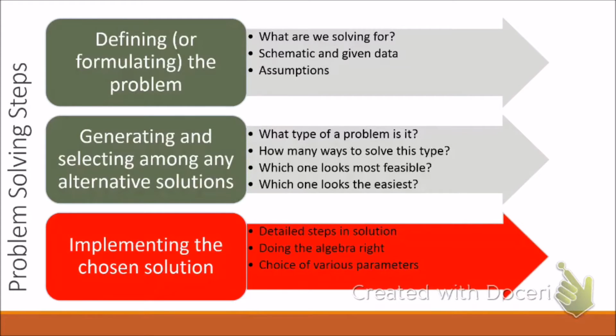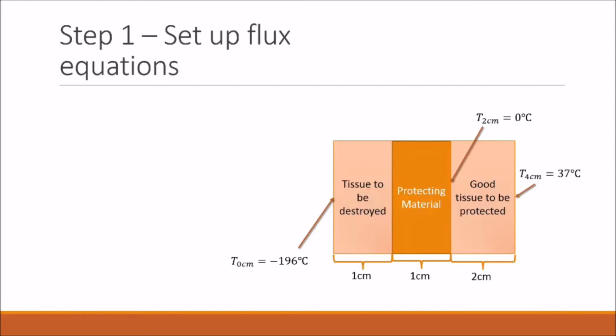Finally, we can implement our chosen solution and solve the problem. Okay, so now we need to find the heat flux through each of our three layers. And to do this, we start with our equation for heat flux, which is just Fourier's law, which says that Q equals minus the thermal conductivity times the change in temperature over the length.